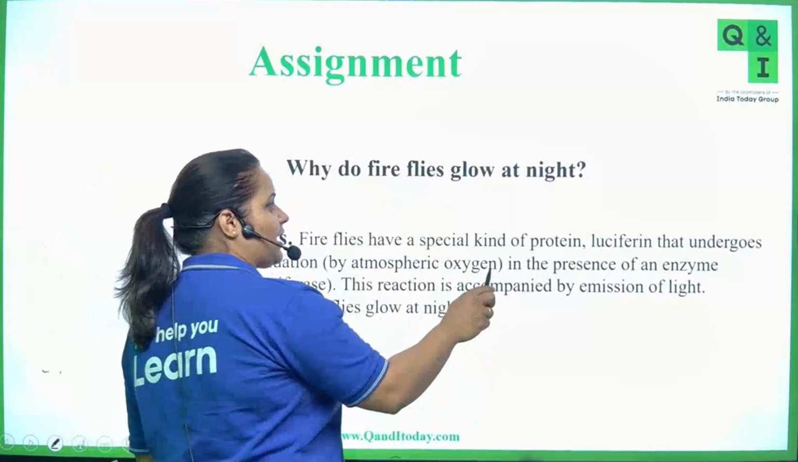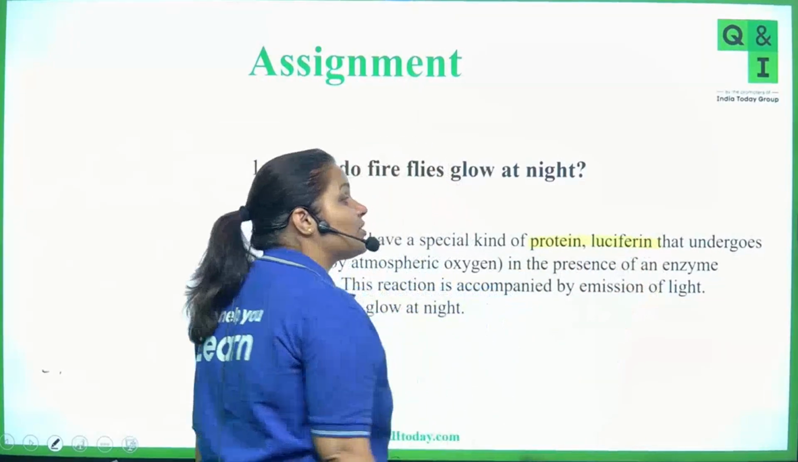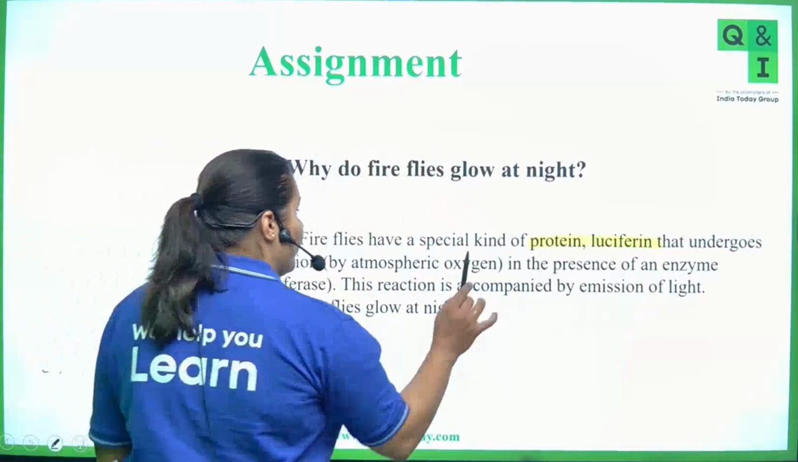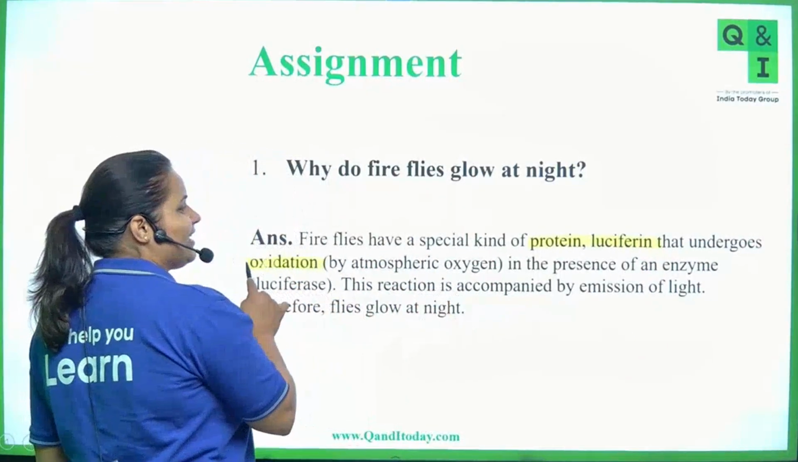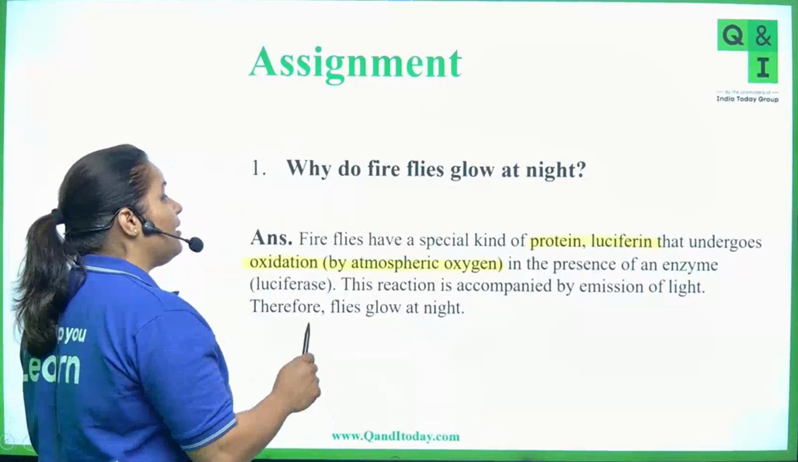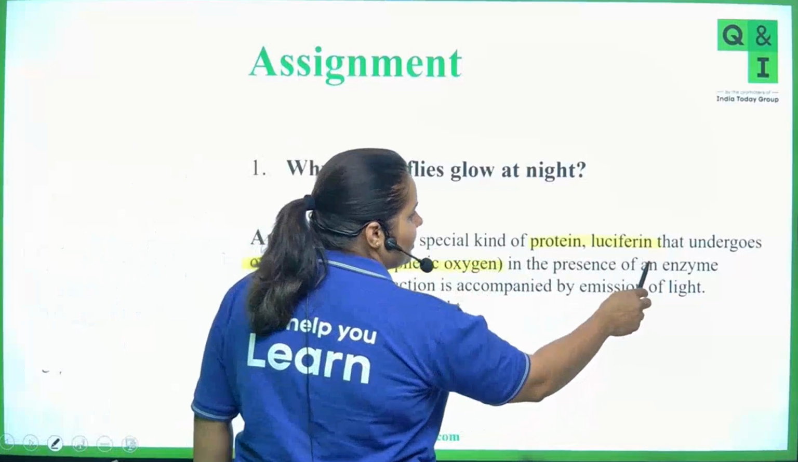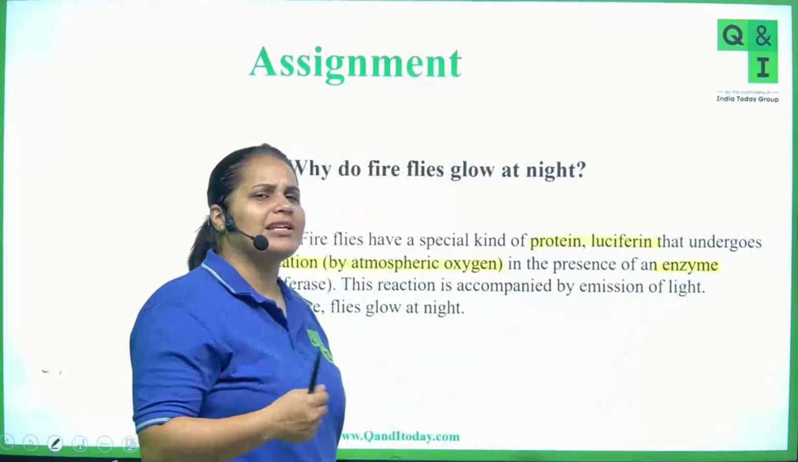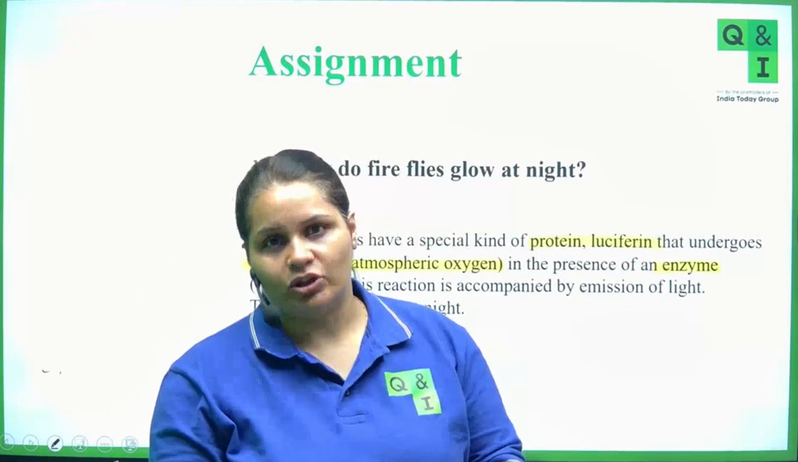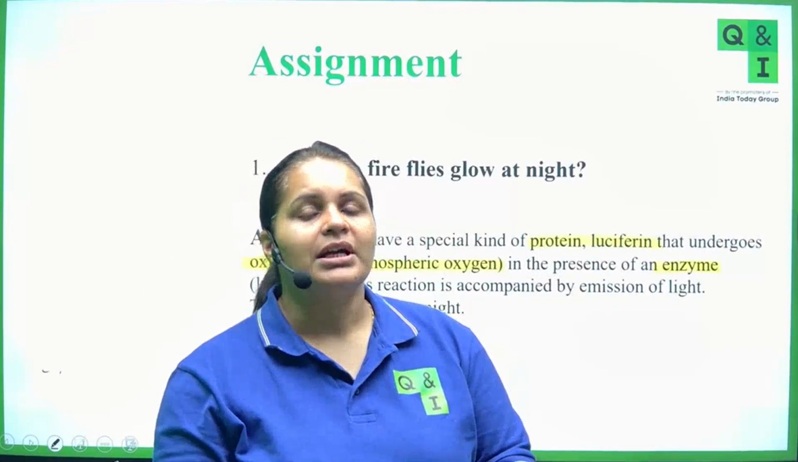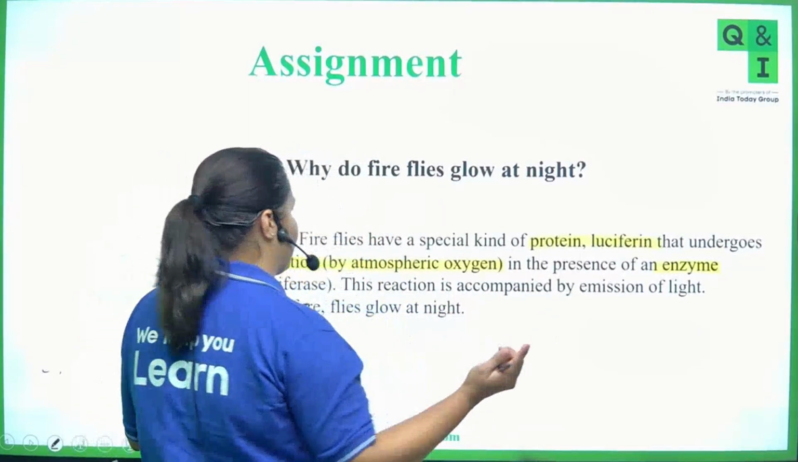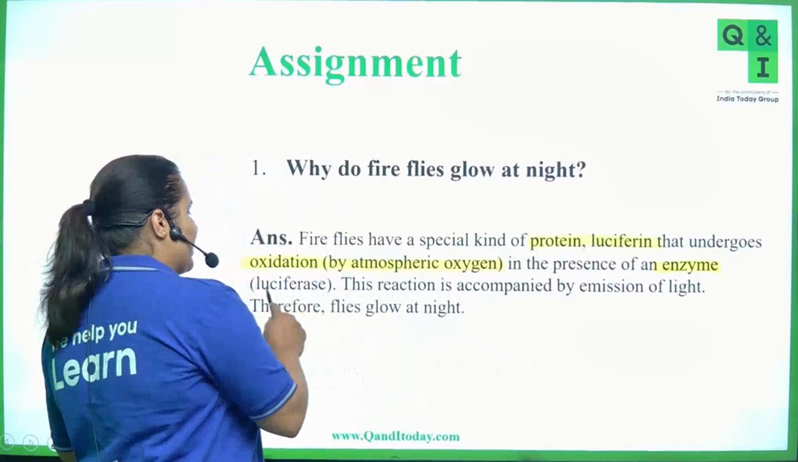Because they have a special kind of protein called luciferin, which undergoes oxidation, basically a reaction with oxygen, and that needs an enzyme, right? An enzyme is something which increases the rate of reaction, and enzymes are found in living beings only. Do remember, enzymes are found in living beings only, and they speed up the rate of biochemical reactions, right? So the enzyme, what is there?